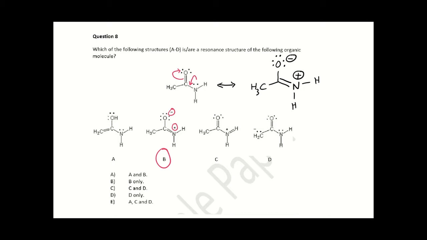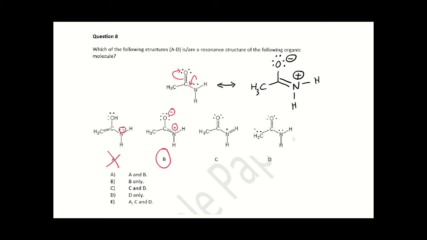So for A, there's a double bond between the two carbons, which you cannot obtain from the resonance structures because you've got the lone pair of electrons here, and then you have a single bond and a double bond. There is no way that the electrons would just have moved, or that double bond between carbon and oxygen would move there. So that's completely incorrect.